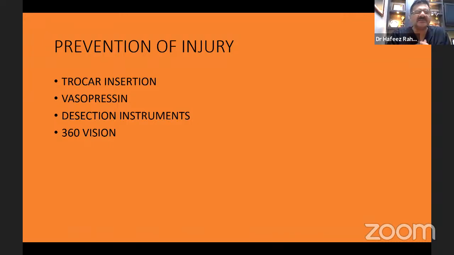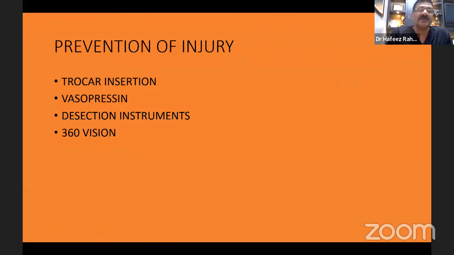But the most important thing is to use a very sharp trocar. Blunt trocars, or some sharp trocars that are actually blunt, will facilitate the sudden pushing of the trocar into the abdomen, and that is one of the reasons for these kinds of injuries.